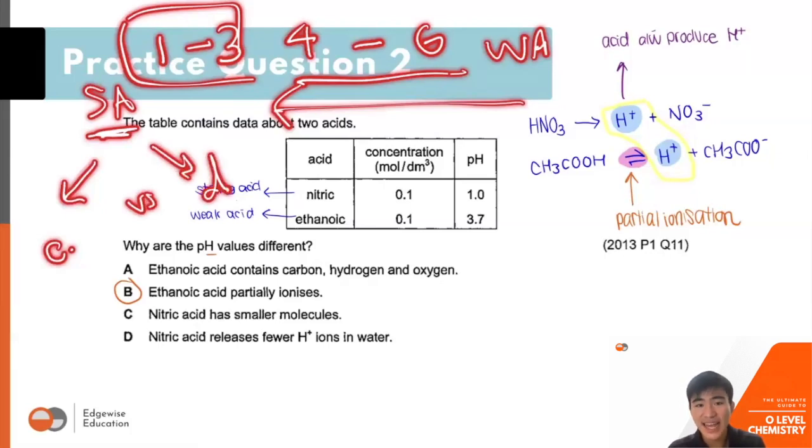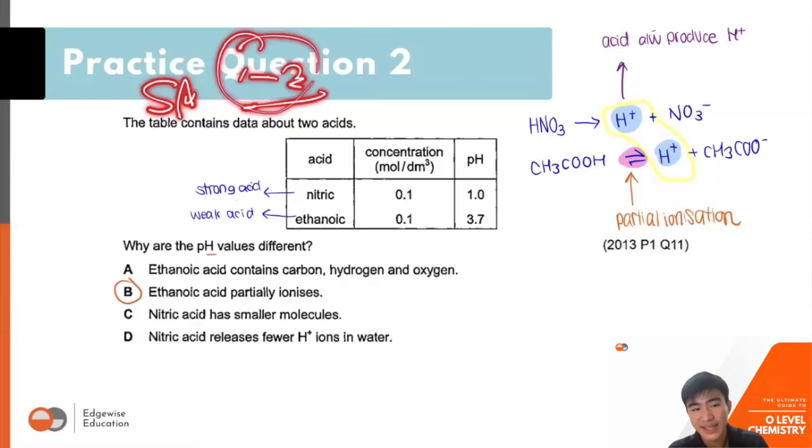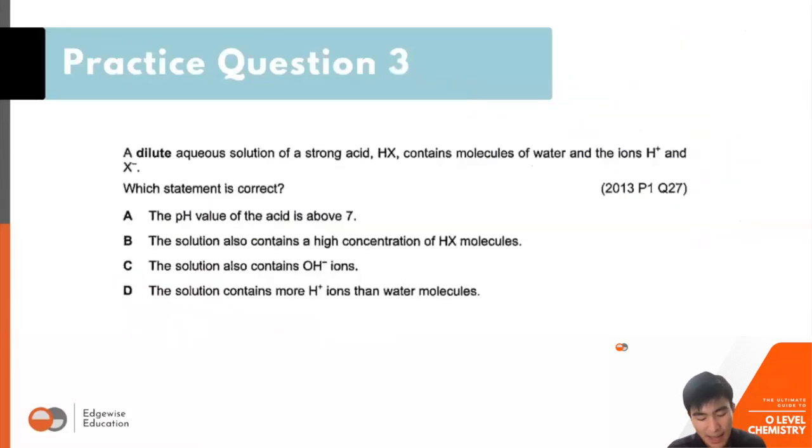Yes, the answer is yes. But at your level, for O level, no need to know. You just need to know that strong acid is 1 to 3, closer towards 1, and weak acid is 4 to 6. All right. Okay, great. So question 2, very good.